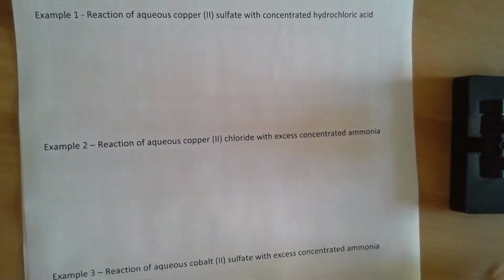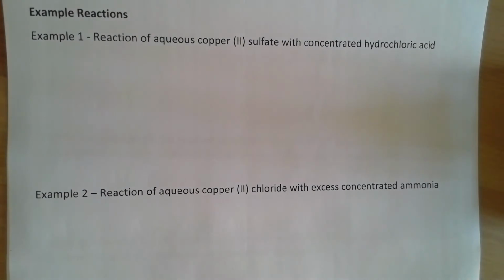Let's have a look at some real examples. So 3 examples, the first 2 of which you have to know for this course. So you need to know the colour changes and you need to know what's happening. So aqueous copper 2 sulfate with concentrated hydrochloric acid. Let's think about what we've got here first of all.